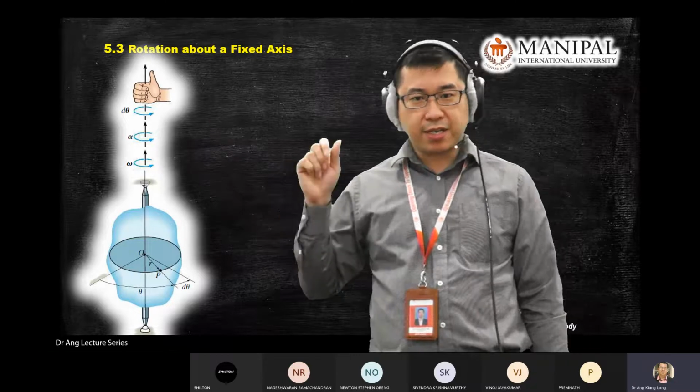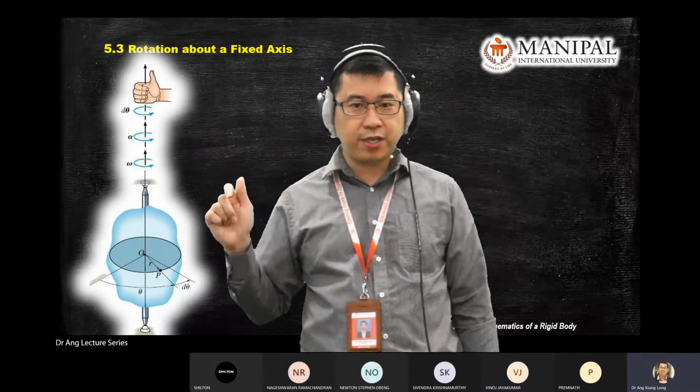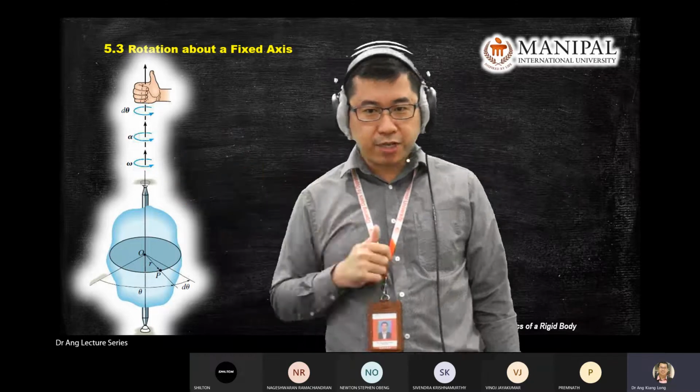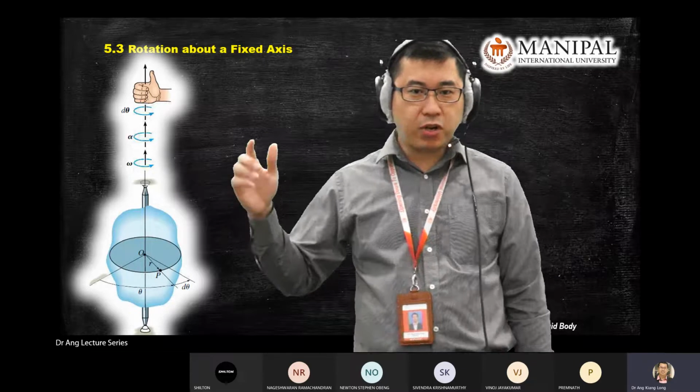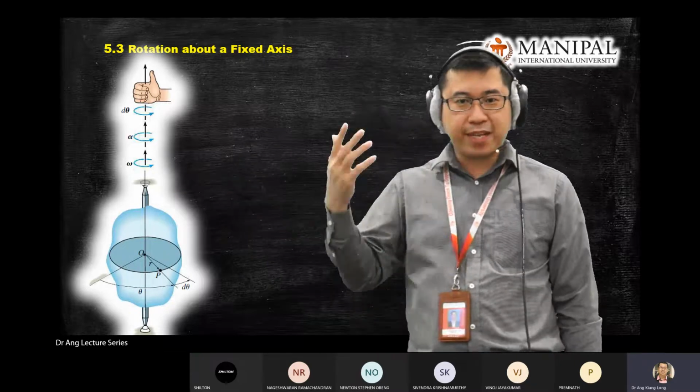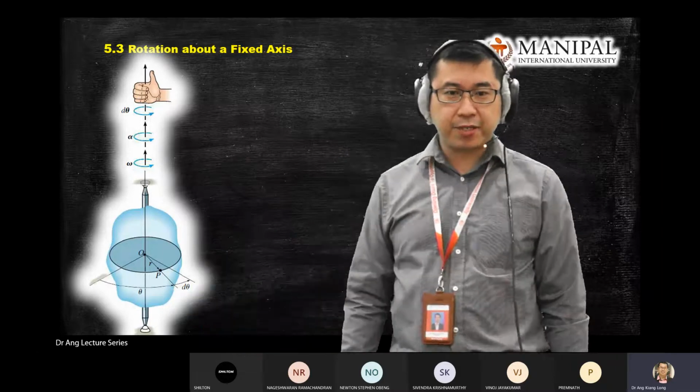Omega is the rotation, the rate of change of your rotation. Alpha is the acceleration, angular acceleration. Omega is angular velocity. Try to recall back. This one you learned in your statics. Now you apply it in engineering dynamics.